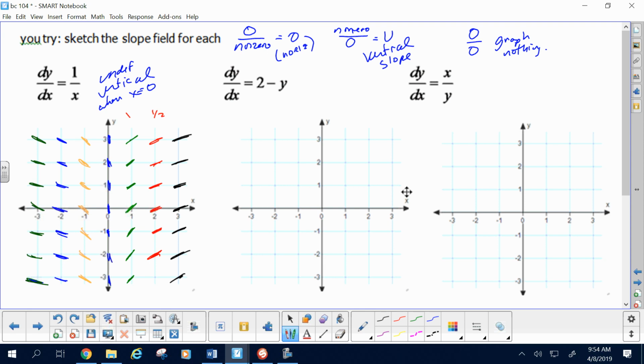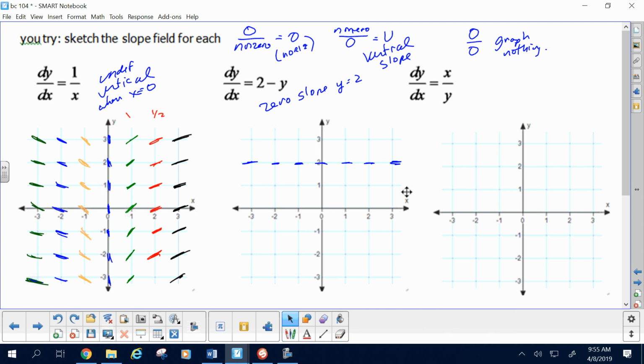Agree with the first one? In terms of looking for trends, where will the second one have a zero slope? Zero slope when what happens? When y is 2. So when y is 2, 0, 0, 0, 0, 0, 0. When y is more than 2, what kind of slopes do I have? 2 minus more than 2 is negative. I'll have negative slopes above that, positive slopes below that.